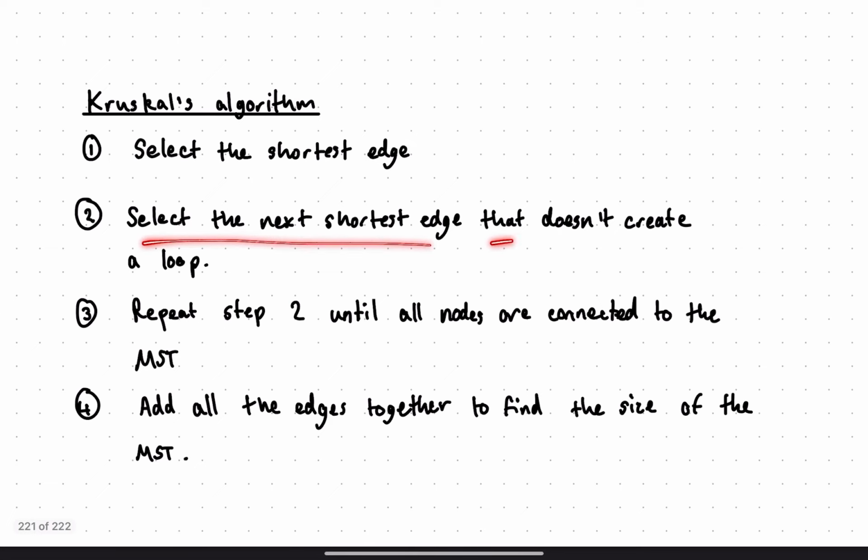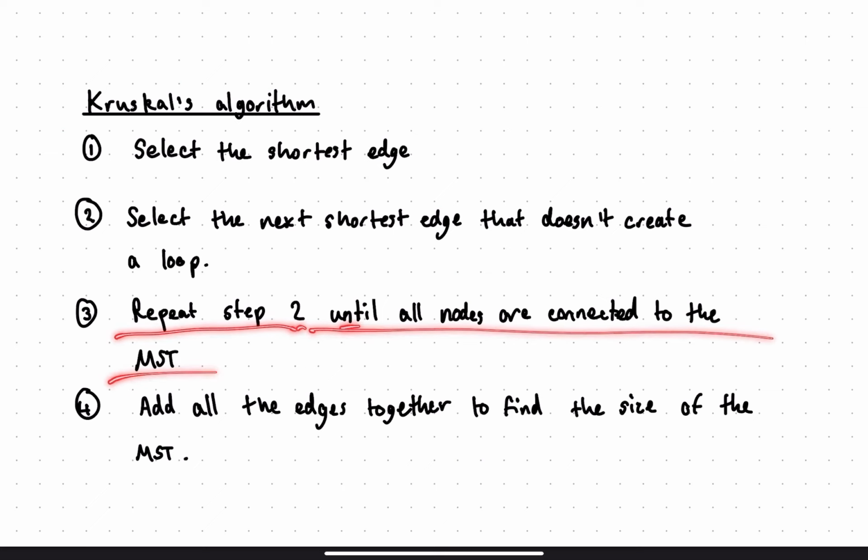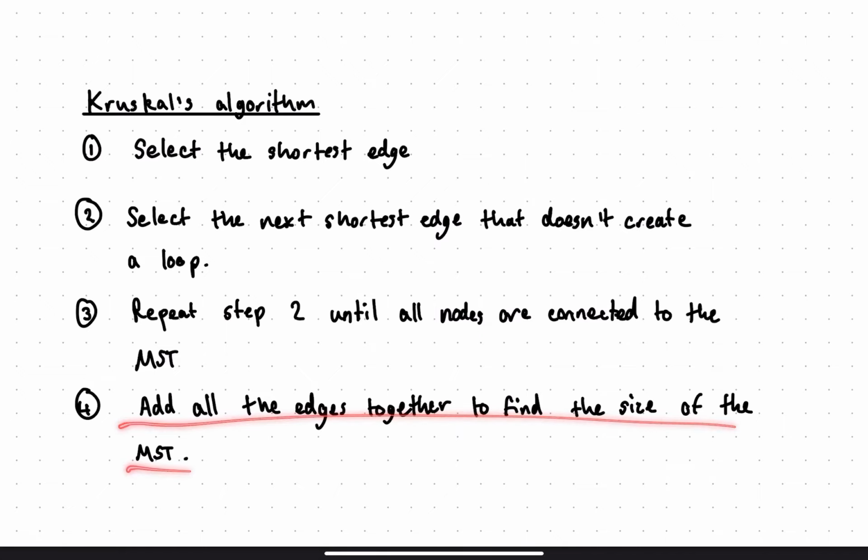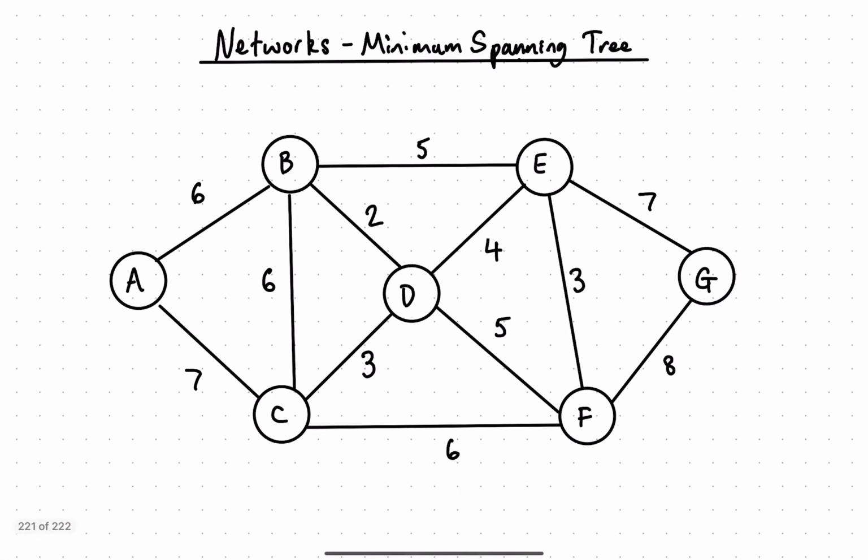Once you've selected the next shortest edge that doesn't create a loop, you carry on with step 2 until all nodes are connected to the minimum spanning tree. And once that's done, you add all the edges together to find the size of the minimum spanning tree. So we're going to use this as our example.